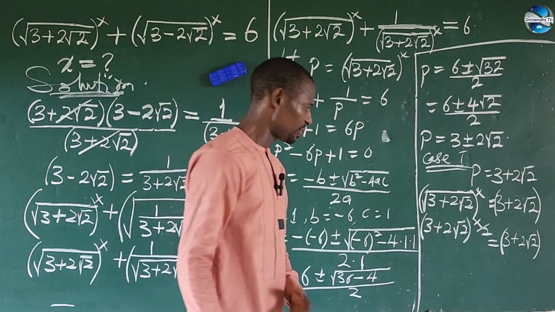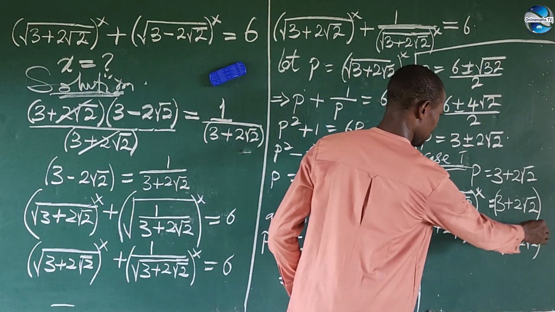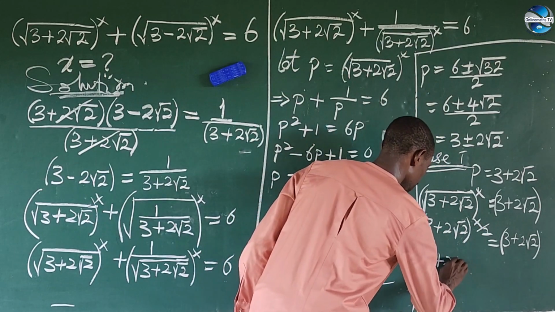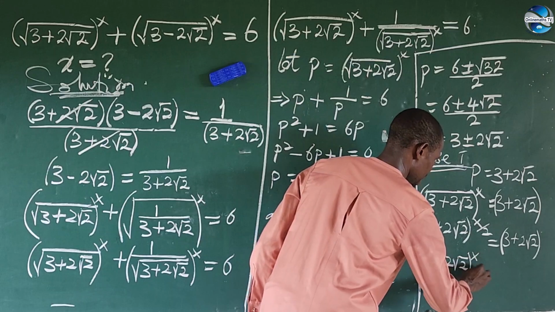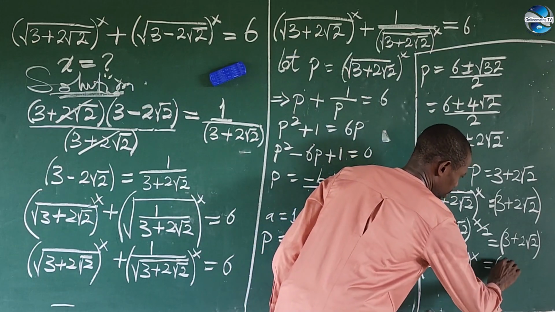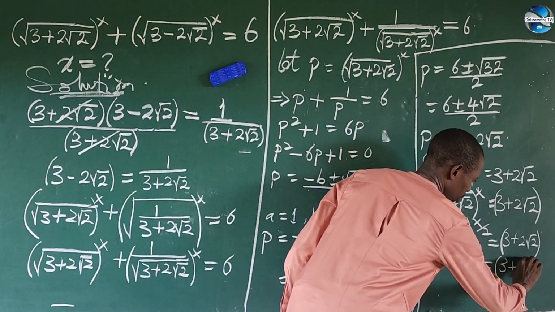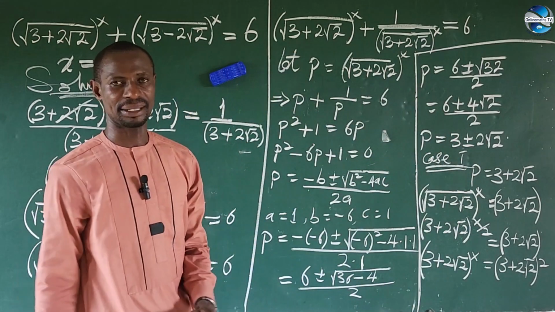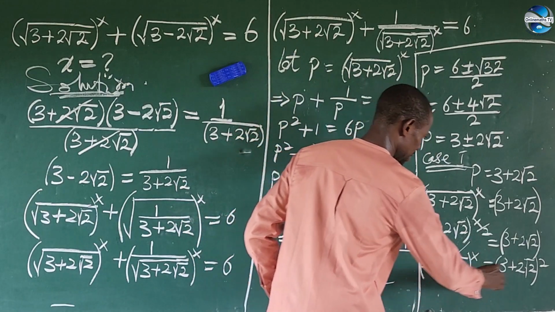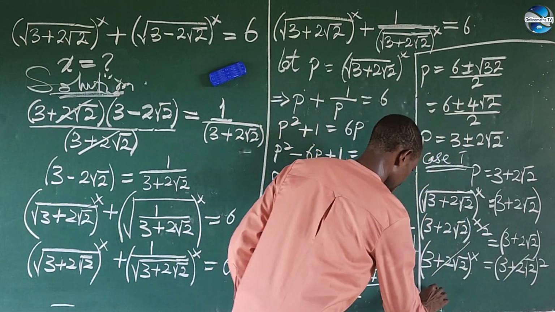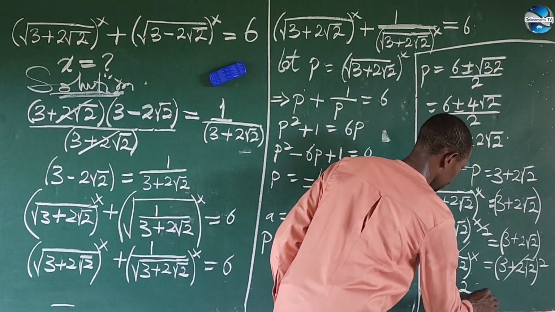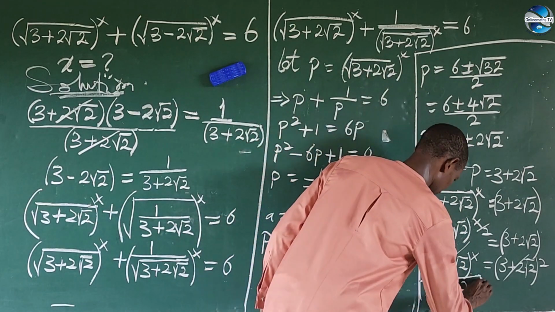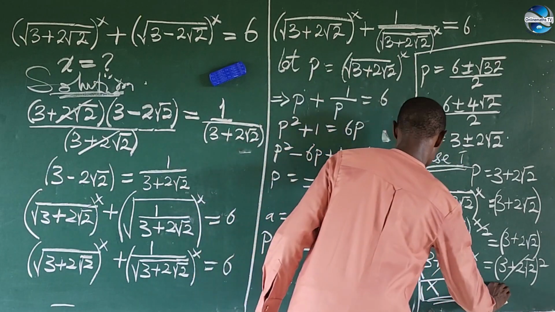So squaring both sides of the equation, what happens? This will leave the square root and the square will come here. So we now have 3 plus 2 root 2 to the power of x is equal to 3 plus 2 root 2 squared. So the bases are now the same, so we can equate the exponents. So x is equal to 2. This is the first value of our x.